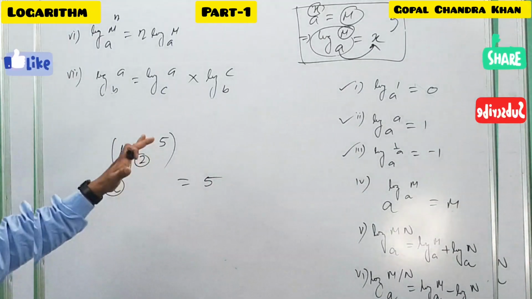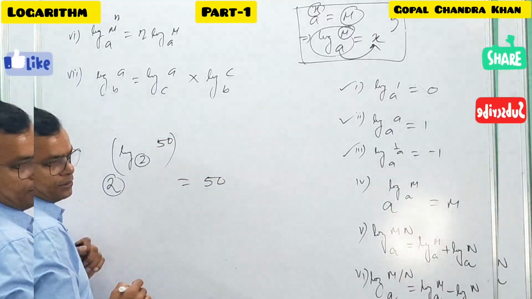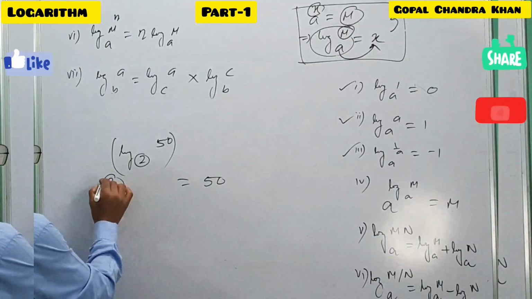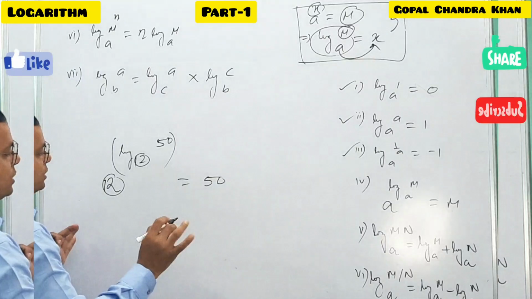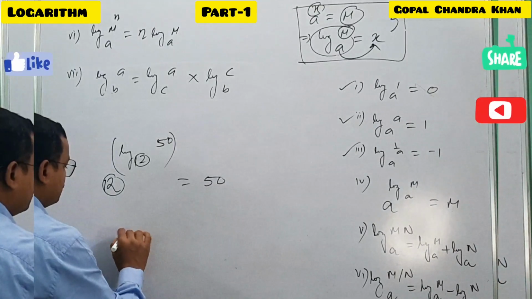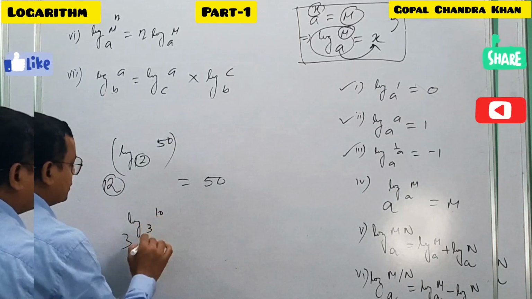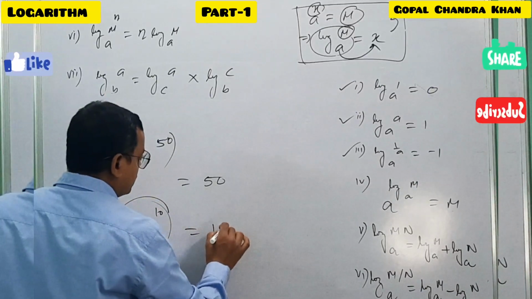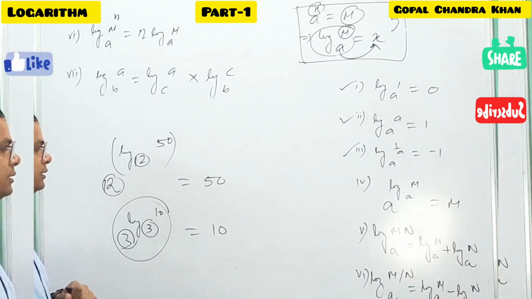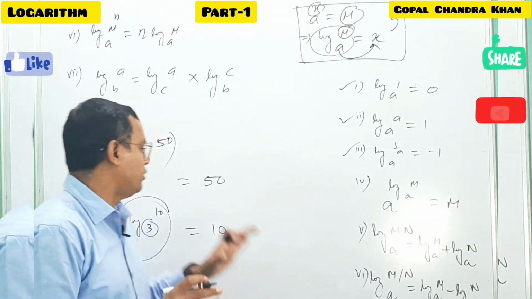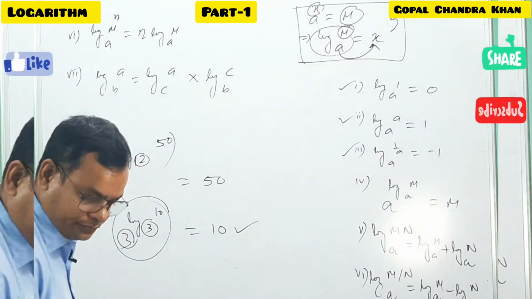Sir, if it is not 5, if it is 50, at that time it will be 50. If it is 12, it is 12, and if it is 50, it is 50, because it won't change. Now suppose you have 3 to the power logarithm 10 base 3, that value also will give you 10. Look, this 3 is just matching, it is not changing the value, so you are getting only 10. I hope it's clear to you.